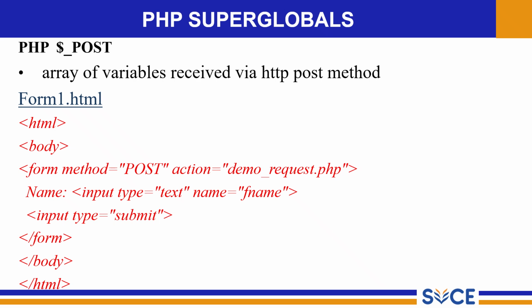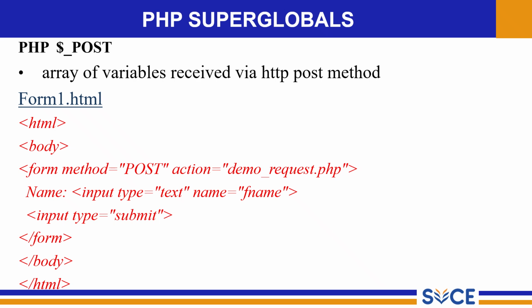To understand the working of the POST variable, let us consider the HTML file form1.html given here. The HTML page contains a form. The form contains a text field and a submit button. When a user clicks the submit button, the form data is sent to a PHP file specified in the action attribute of the form tag. In the action file, we can use the $_POST variable to collect the value of the input field.